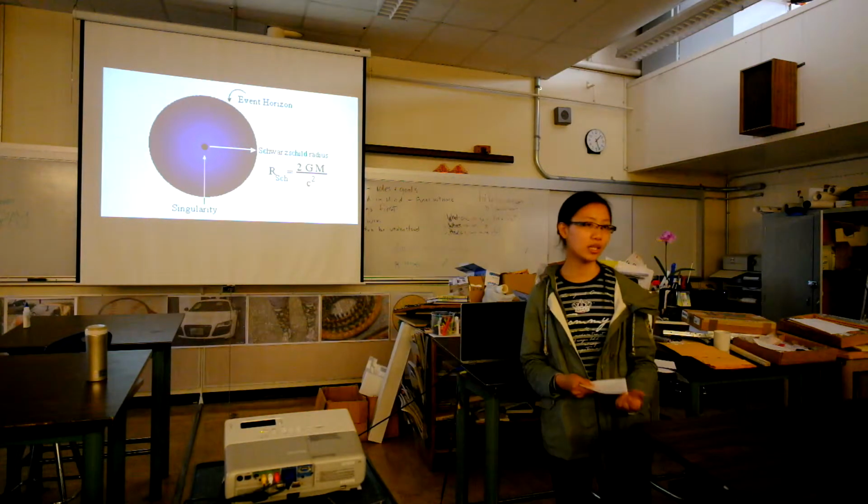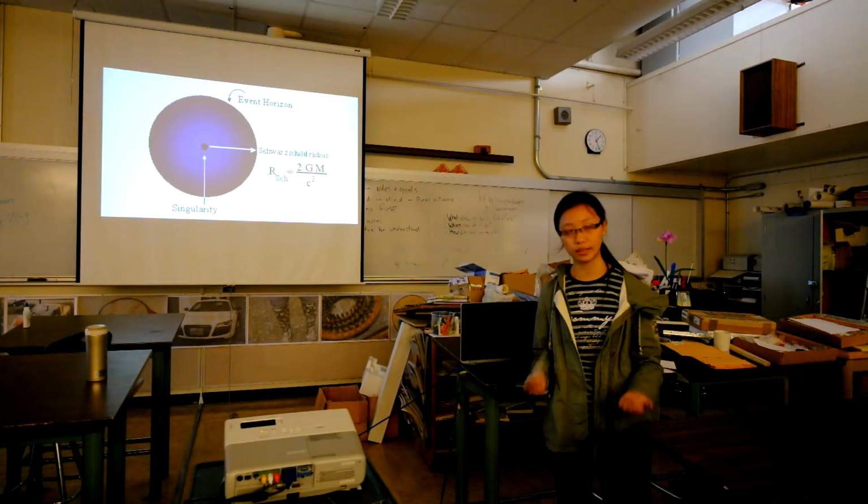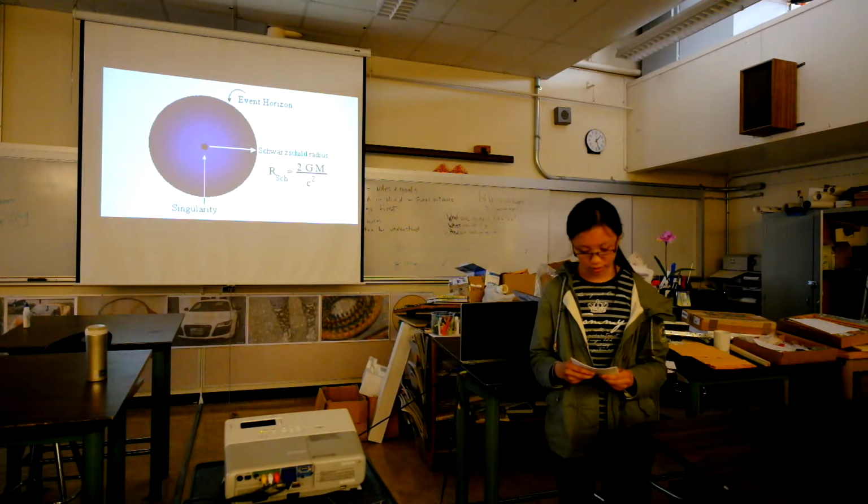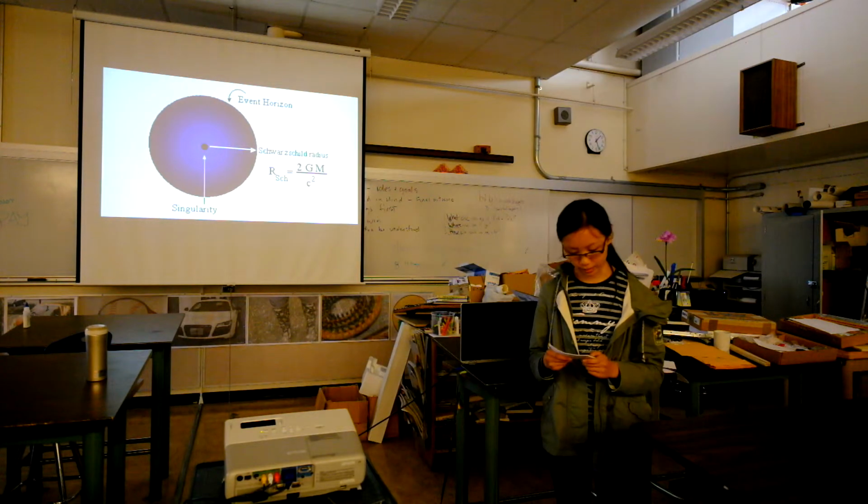Now, it's not just empty space inside an event horizon, even though black holes look black. There's actually lots of light inside a black hole. It's just not visible because gravity keeps it contained.